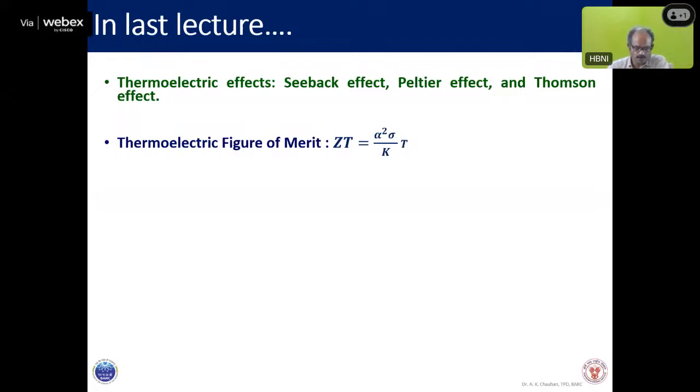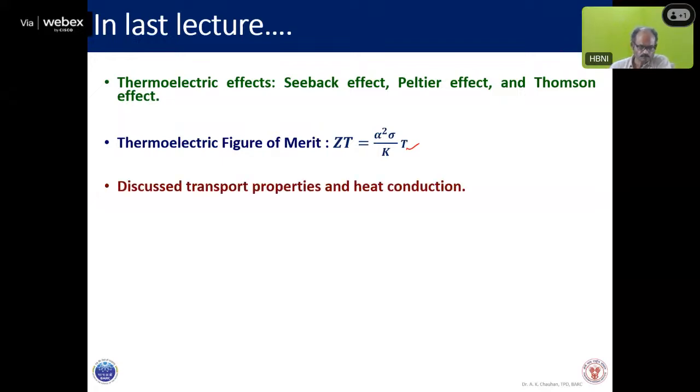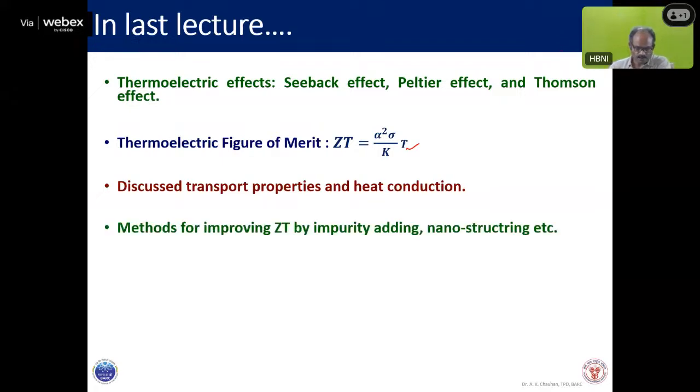And thermoelectric figure of merit is defined as alpha square sigma divided by K into T, and it is written as ZT. Actually, if you remove this T, it is Z, but T is deliberately multiplied to make it dimensionless. Then we discussed transport properties and heat conduction. Then methods of improving ZT values by impurity adding, nanostructuring of thermoelectric materials, etc.